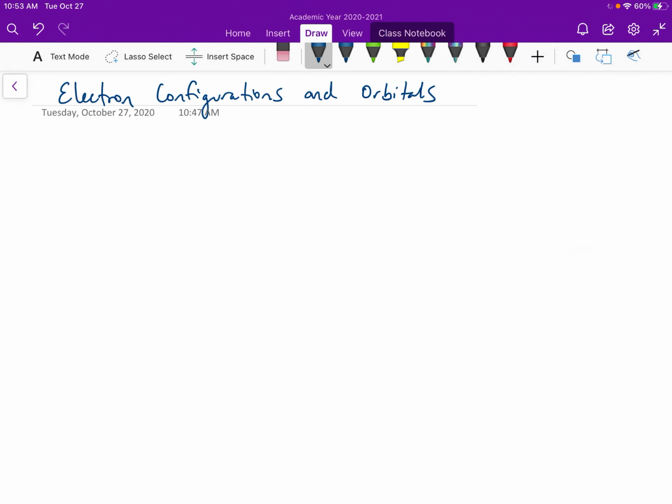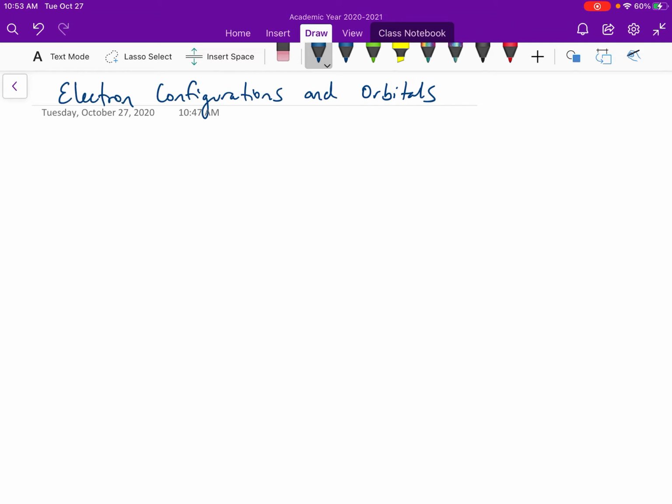All right, guys, so this is electron configurations and orbitals, and maybe into quantum numbers. We'll see how long this takes, but this is going to be a little bit of a review from the packet from the other night, as well as an overview of configurations in general.